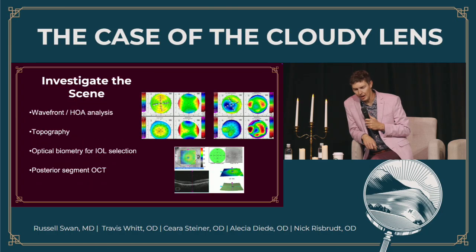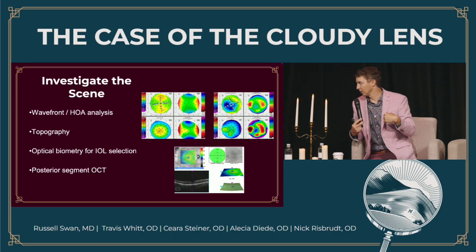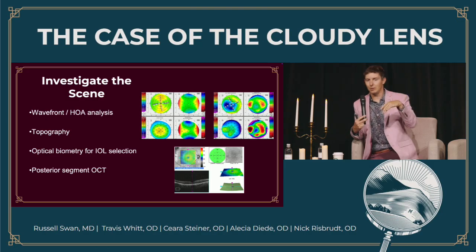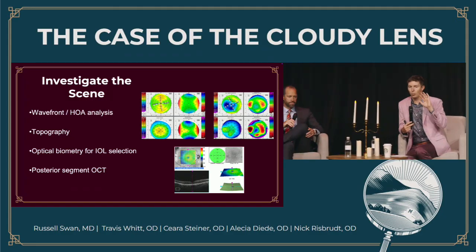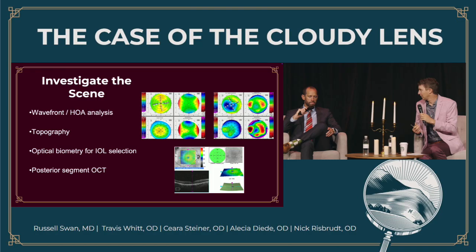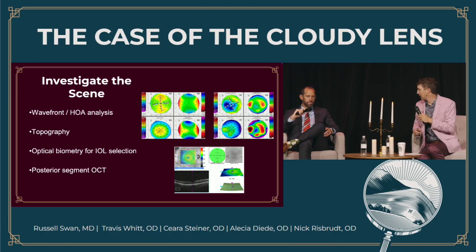So as you're thinking about looking at a patient and the clinical exams that we're doing, Travis, I put up a bunch of stuff that we do: higher order aberrations, topographies, OCTs, optical biometry. What are you looking at with those tests, and how do they kind of help inform your decision making for a patient?